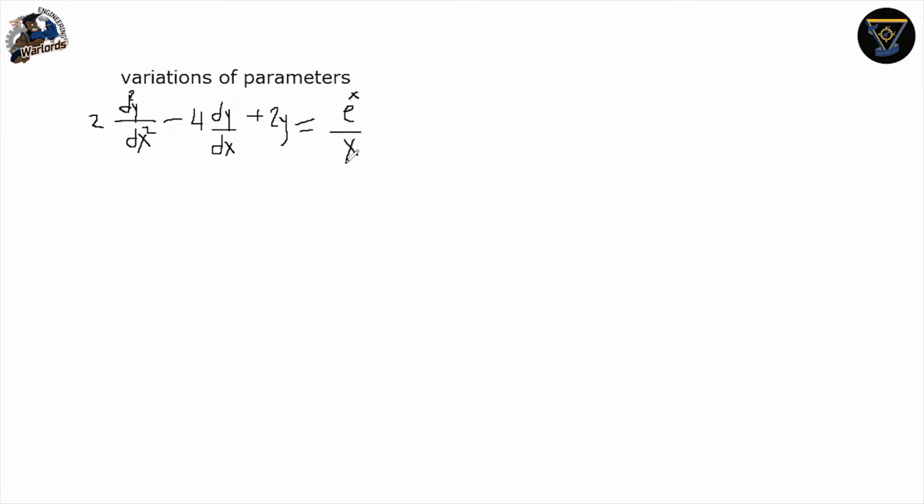Okay, suppose they give a question like this, right? And they ask you to use variations of parameters. The first thing we need to do is to find yc, right? Remember that our general solution should be in the form of y is equals to yc plus yp. And remember that yc is our complementary function and yp is our particular integral. So the first thing we need to find is yc. So that's what we're going to do now.